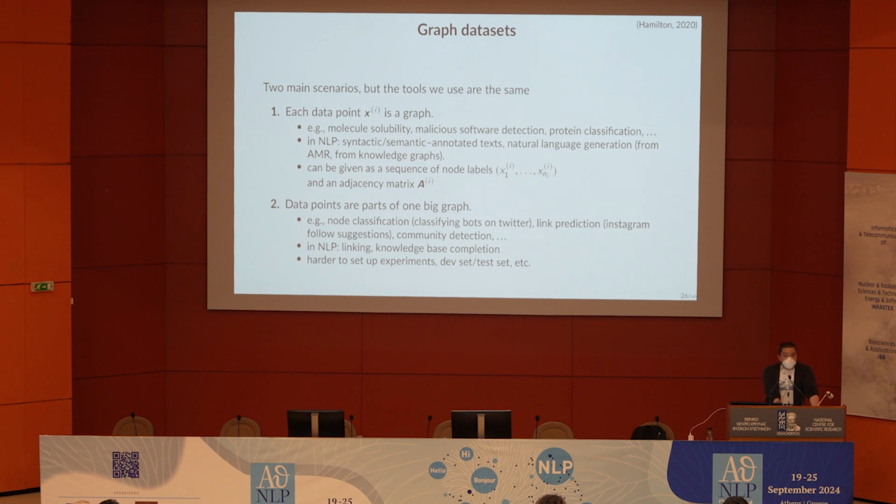The first type of problem is when every data point, xi, with its output yi, is itself a graph, a different graph. So our data set is a set of distinct graphs, right? Examples of this sort of problem are if our data set is a data set of distinct molecules, and for each molecule you want to predict some property like solubility.